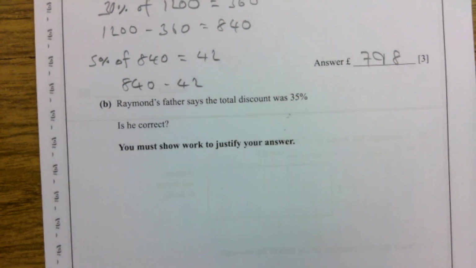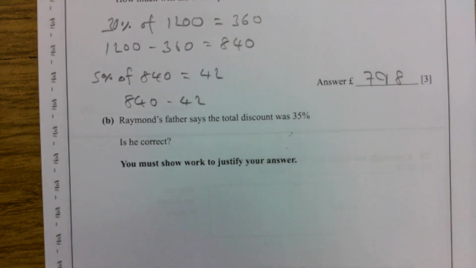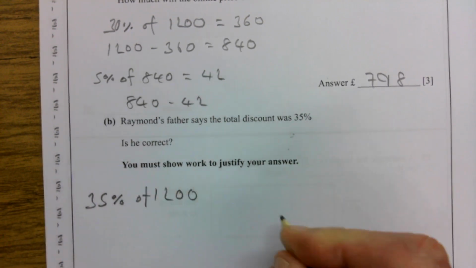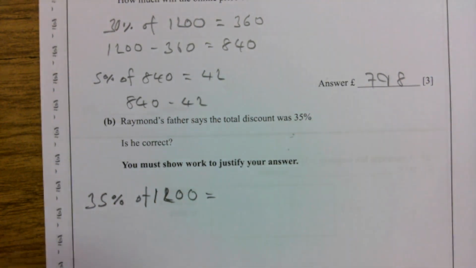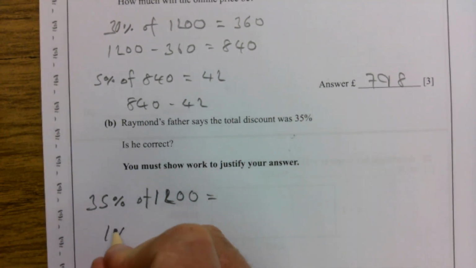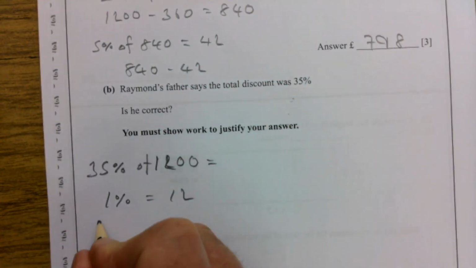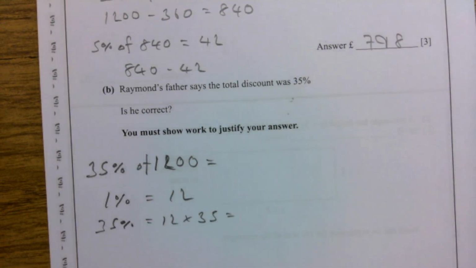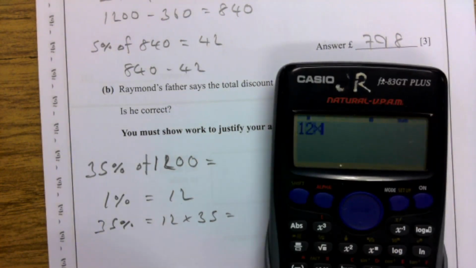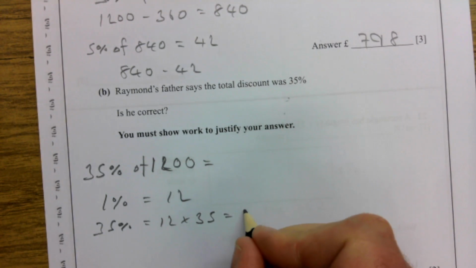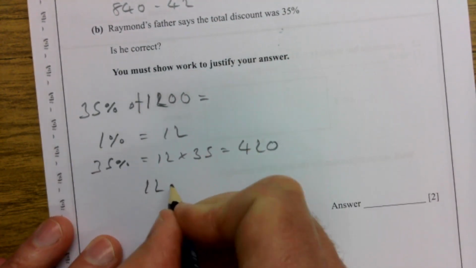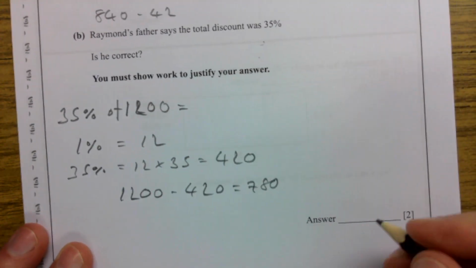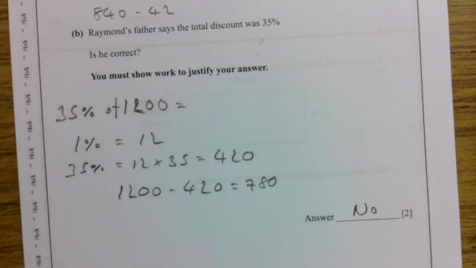Raymond's father says the total discount is 35%. Is he correct? Well, let's work it out. Sorry, not 120, 1,200. Let's just do this one kind of normally. So 1% is going to be 12. 35% is 12 times 35, which is 420. If I take 420 away, that gives me 780, and that's not how much he paid. So the answer is no.